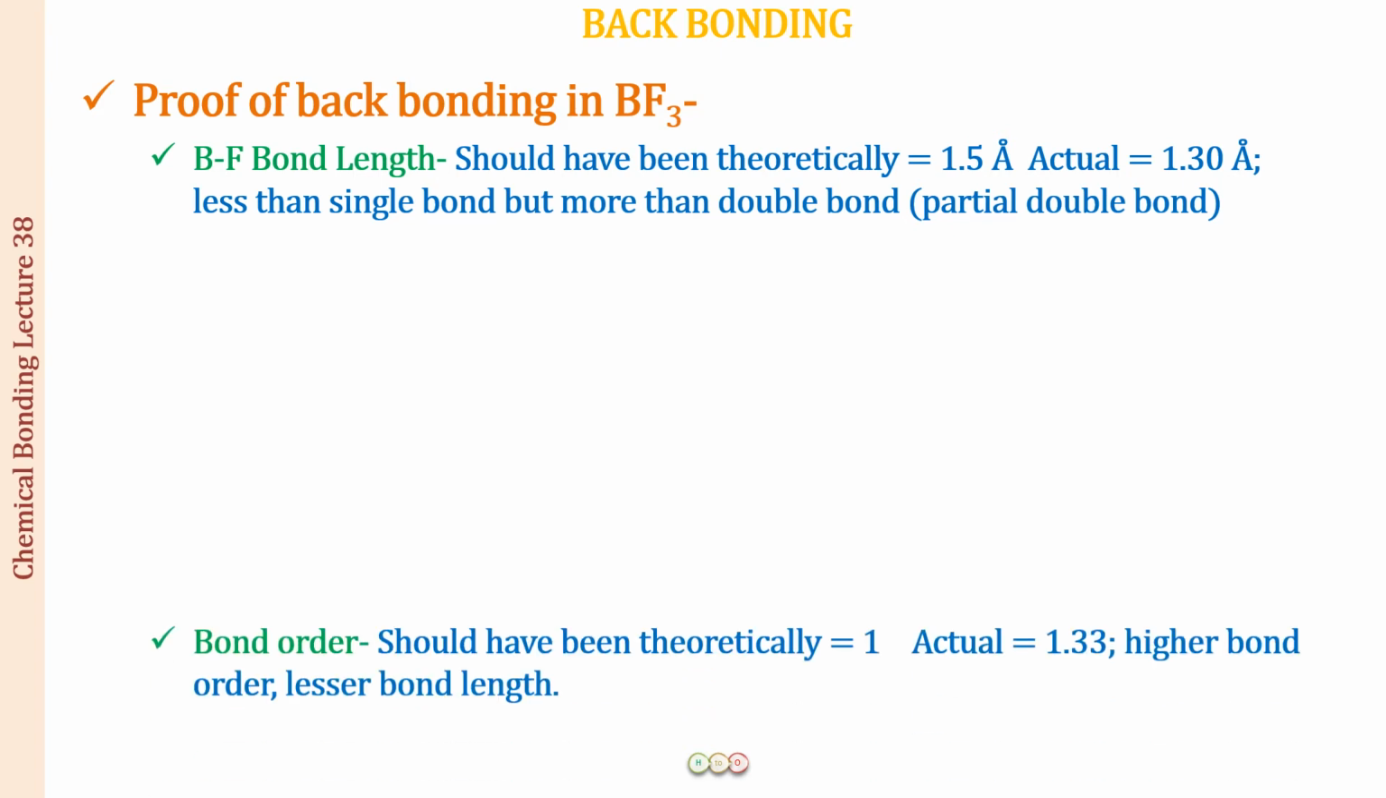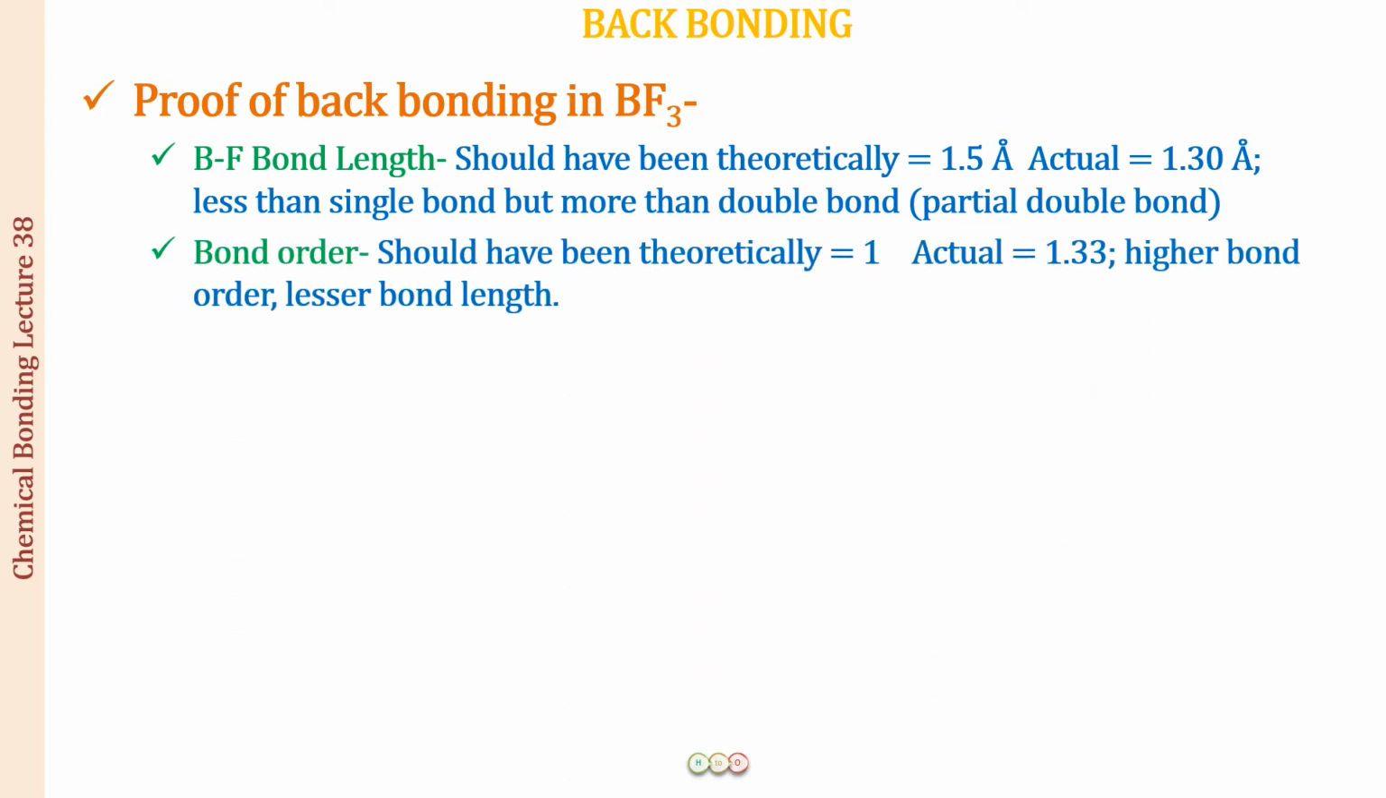Next we have the bond order. For a single bond, the value should have been 1, but what we actually find is 1.33. So a higher bond order again means a lesser bond length, and lesser bond length means more overlapping. So this is again a partial double bond character, which the bond order is also telling us.